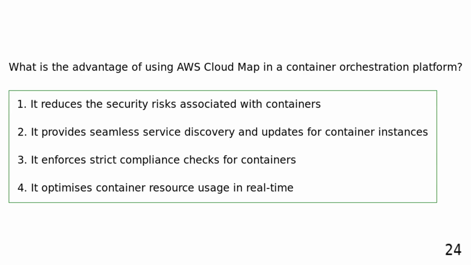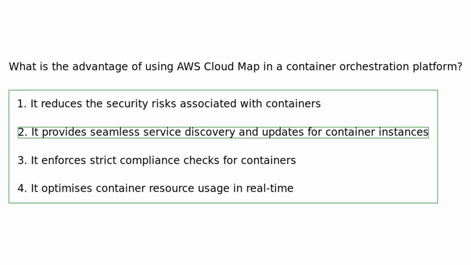What is the advantage of using AWS Cloud Map in a container orchestration platform? It reduces the security risks associated with containers. It provides seamless service discovery and updates for container instances. It enforces strict compliance checks for containers. It optimizes container resource usage in real time. The advantage of using AWS Cloud Map in a container orchestration platform is the seamless service discovery and updates for container instances, making it easier to manage and communicate between containers.